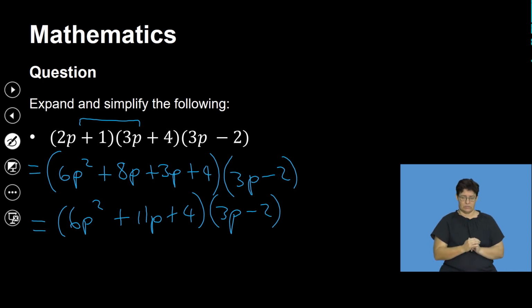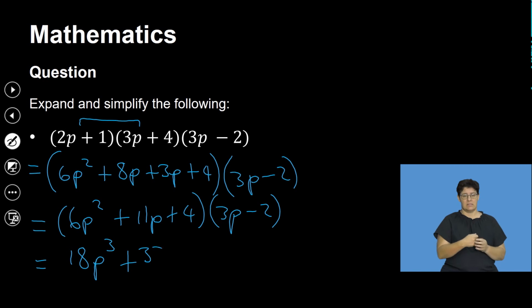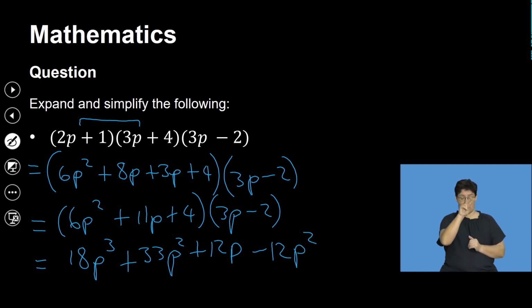If I do that, it will give me 18p cubed, and it will give me plus 33p squared plus the 12p. And then negative 2 will be minus 12p squared, and then negative 2 times 11p will be negative 22p, and then lastly it will be negative 8.